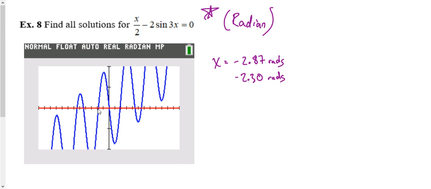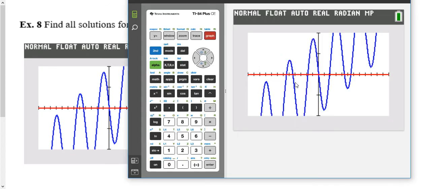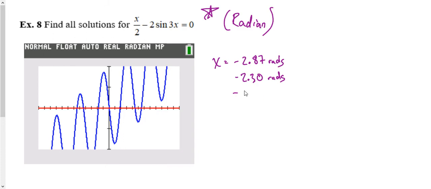You have this one right here, which is, where am I, negative, wait, where am I? Sorry, I'm just going to double check this one here on my graphing calculator. Yep, so that's negative 0.97. There we go. Negative 0.97 radians. And so the next one follows. That's right at 0 radians.